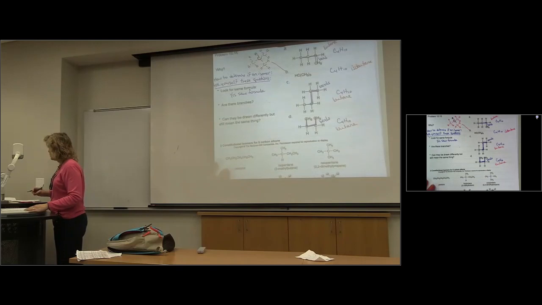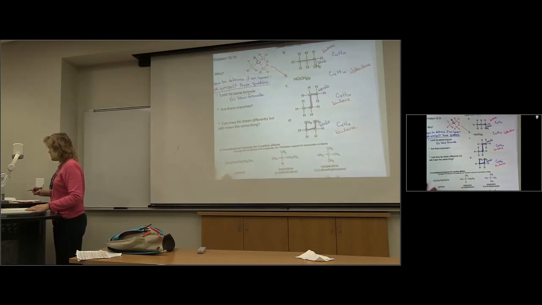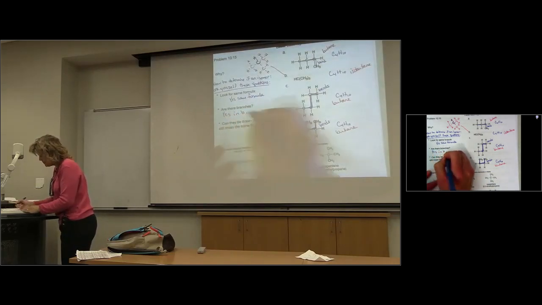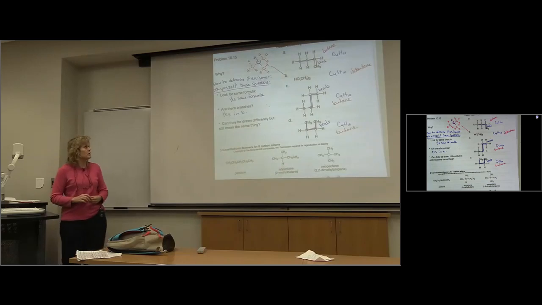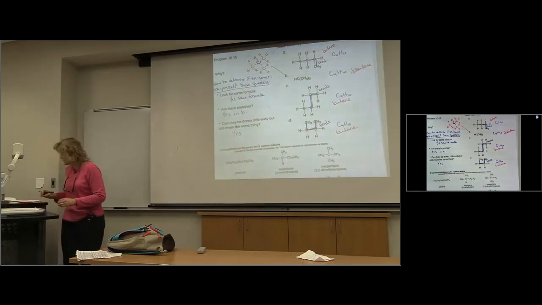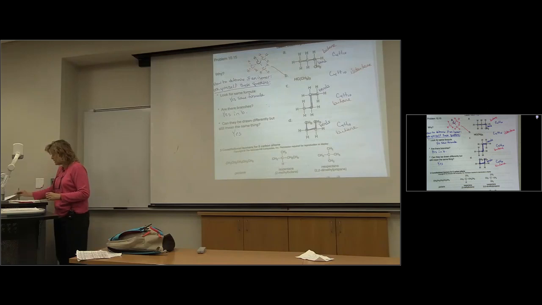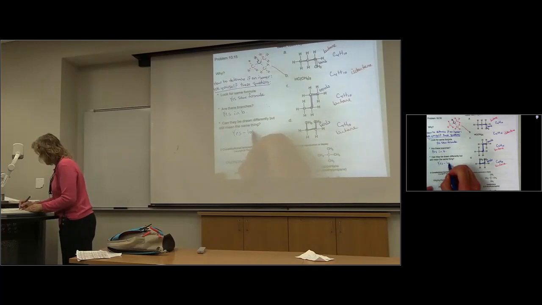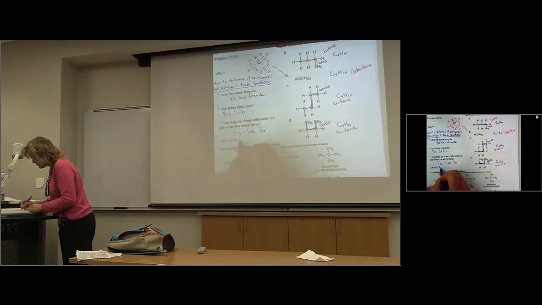So if you're answering your questions over here, are there branches? Yes, in B. Can they be drawn differently but still mean the same thing? Yes, and that's what we're seeing here. Yes, absolutely. And that's what makes it confusing, because what you are going to be looking for is connecting carbons.